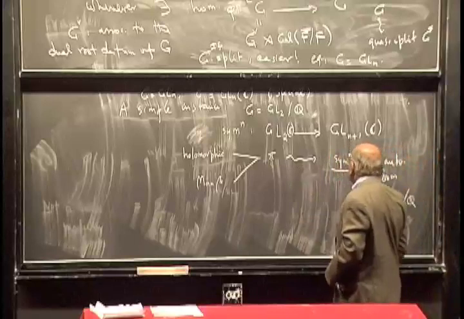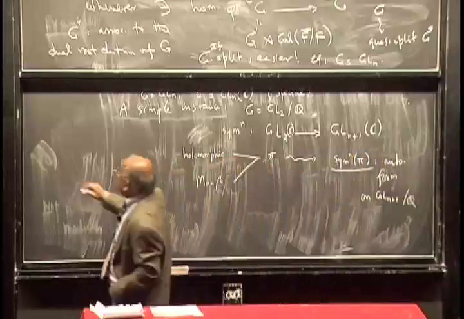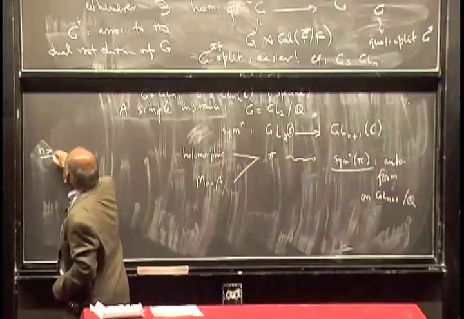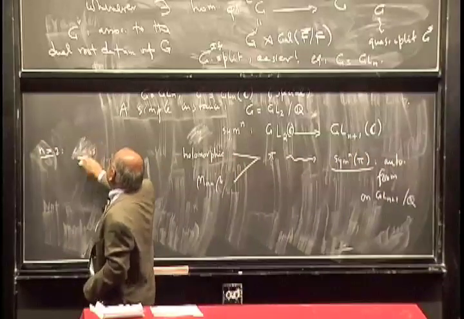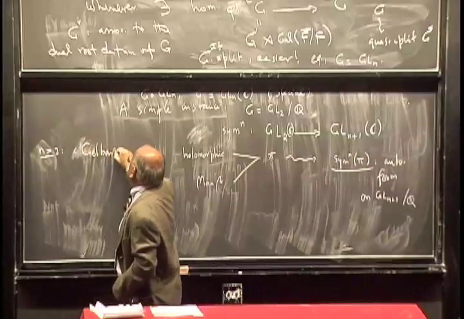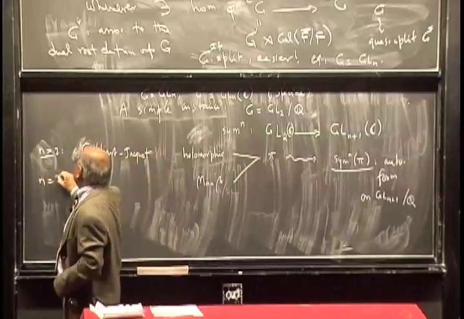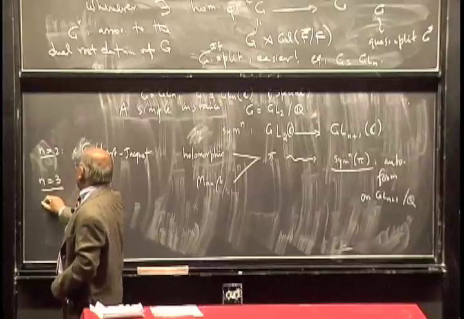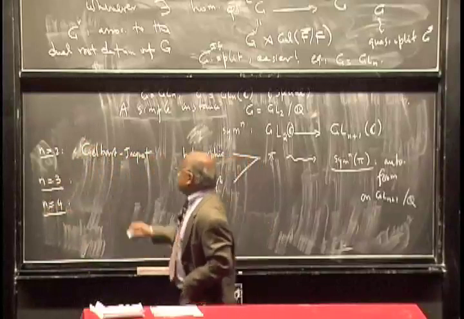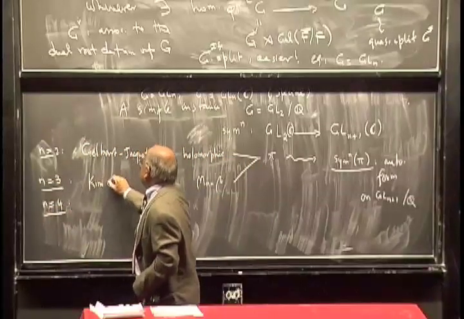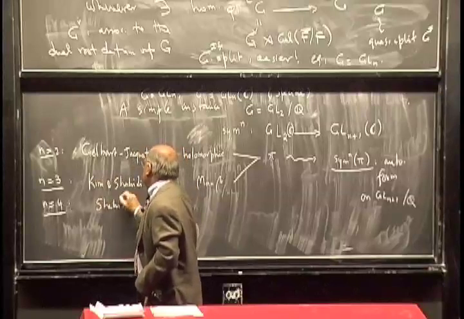I should mention some positive cases here. For example, if n is 2, this was classical, due to Gelbart and Jacquet, that there exists such a thing. And if n is 3 and n equals 4, this is a great success of the Langlands-Shahidi method, and this is due to Kim and Shahidi.